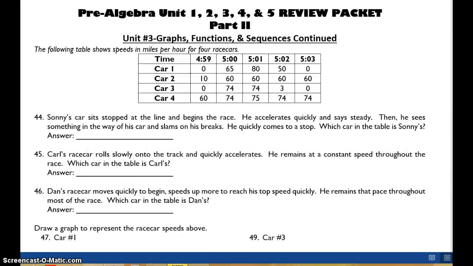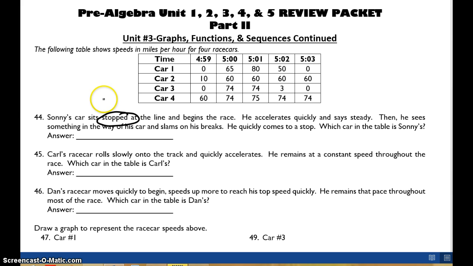Okay, this next section is graphs, functions, and sequences continued. For 44, 45, and 46, we're matching up those described situations with the 4 different cars and the information that's given to us in the table. So for 44, it says Sonny's car sits stopped at the line as he begins the race.